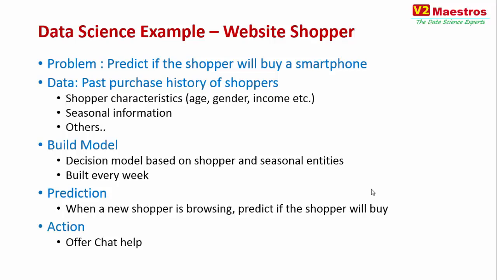You can do some actions like you want to offer chat help. These days, whenever you go to any website, you see that a small pop-up comes up and says, do you want to talk to a live agent? So live agents are costly. They are human beings. You pay them a lot of money. So you only want to offer live agent help to shoppers whom you think are going to buy your product. So you can make an intelligent decision as to which shopper you want to offer a live agent based on this prediction. This is an example of how data science would work for you.